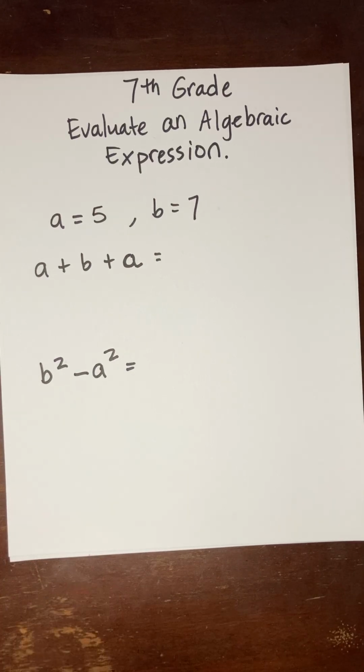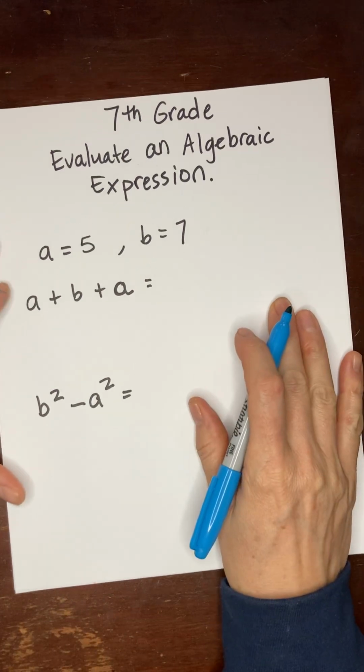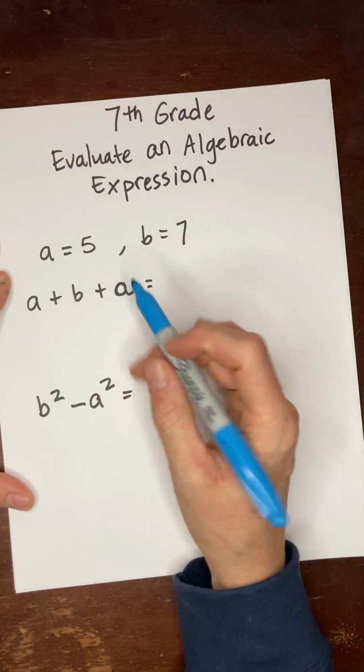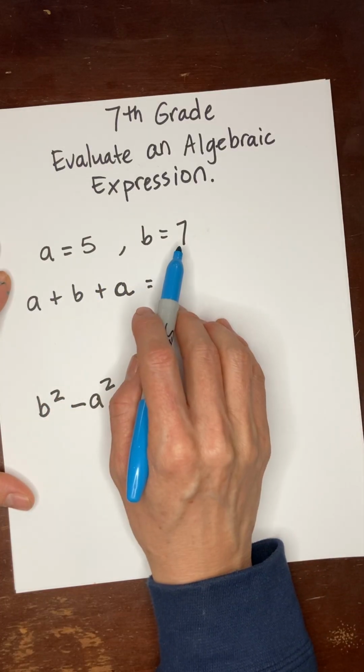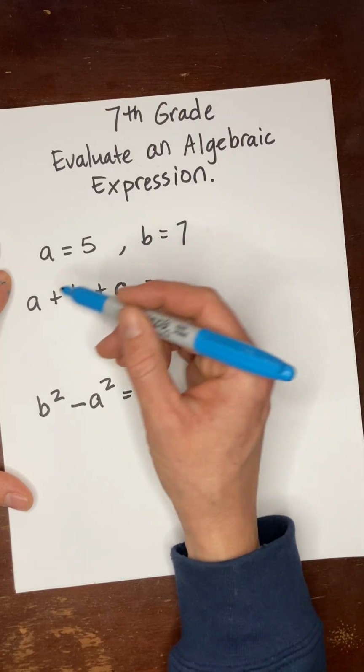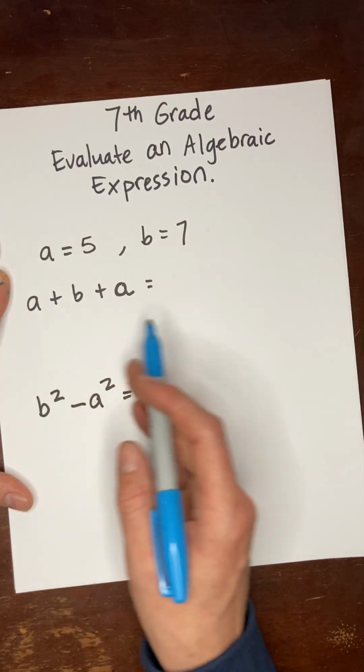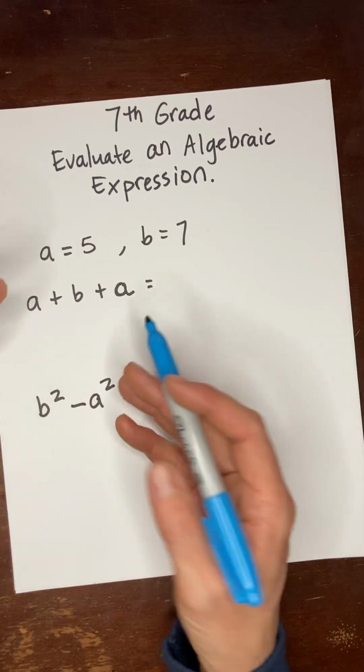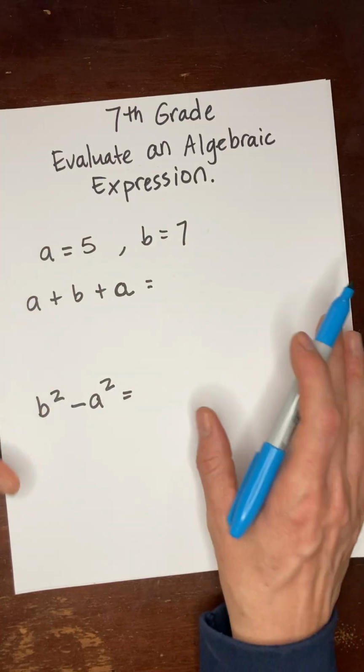Okay, we're going to look at how to evaluate an algebraic expression. All this means is we now know what the letters represent or what the number is, and we're going to substitute that number in place of the letter and then solve the expression using our order of operations or PEMDAS.